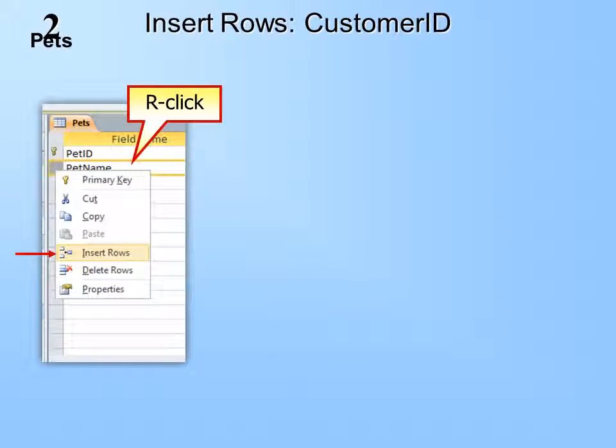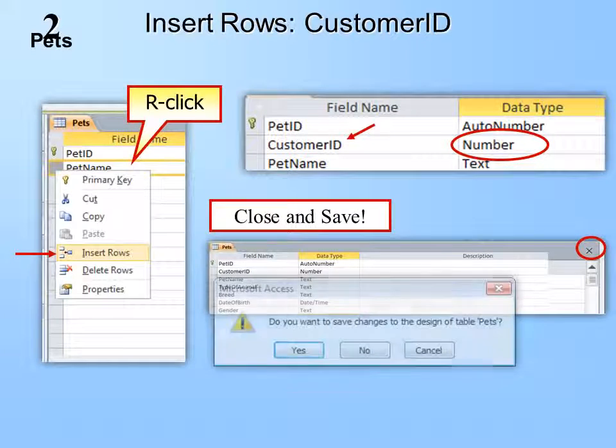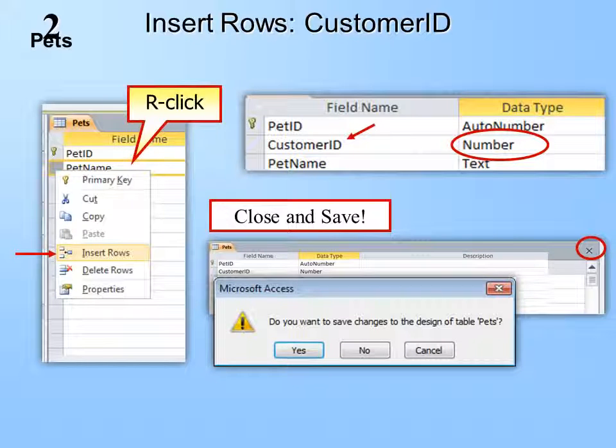We're going to right click on the field name, Pet Name, and we're going to insert some rows there. The first row we're going to insert is Customer ID. We want to make sure that that's there because that is the foreign key from the customer table. And make sure it's a number because Customer ID in the customer table was an AutoNumber. That means it must link to a number. So this data type will be number.